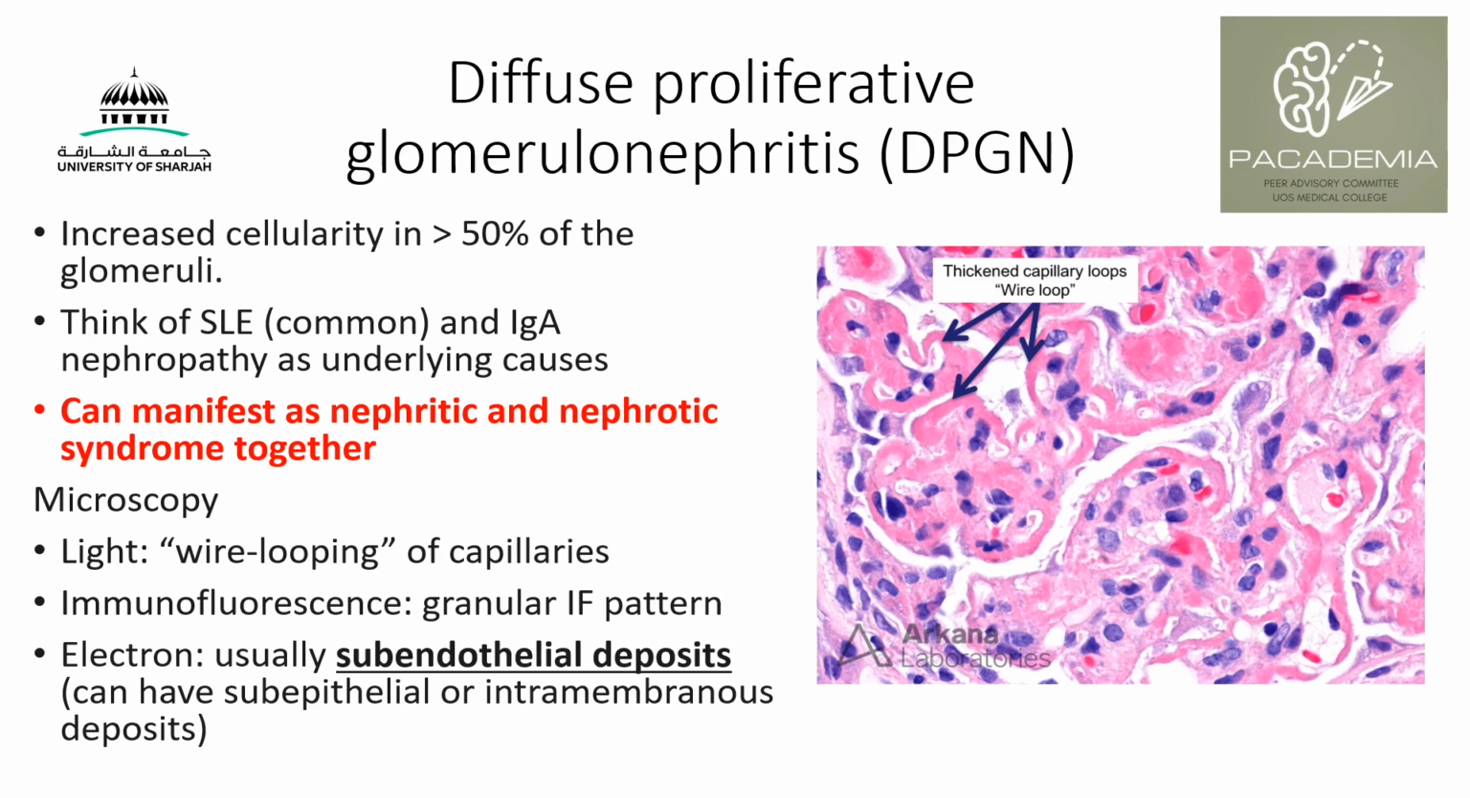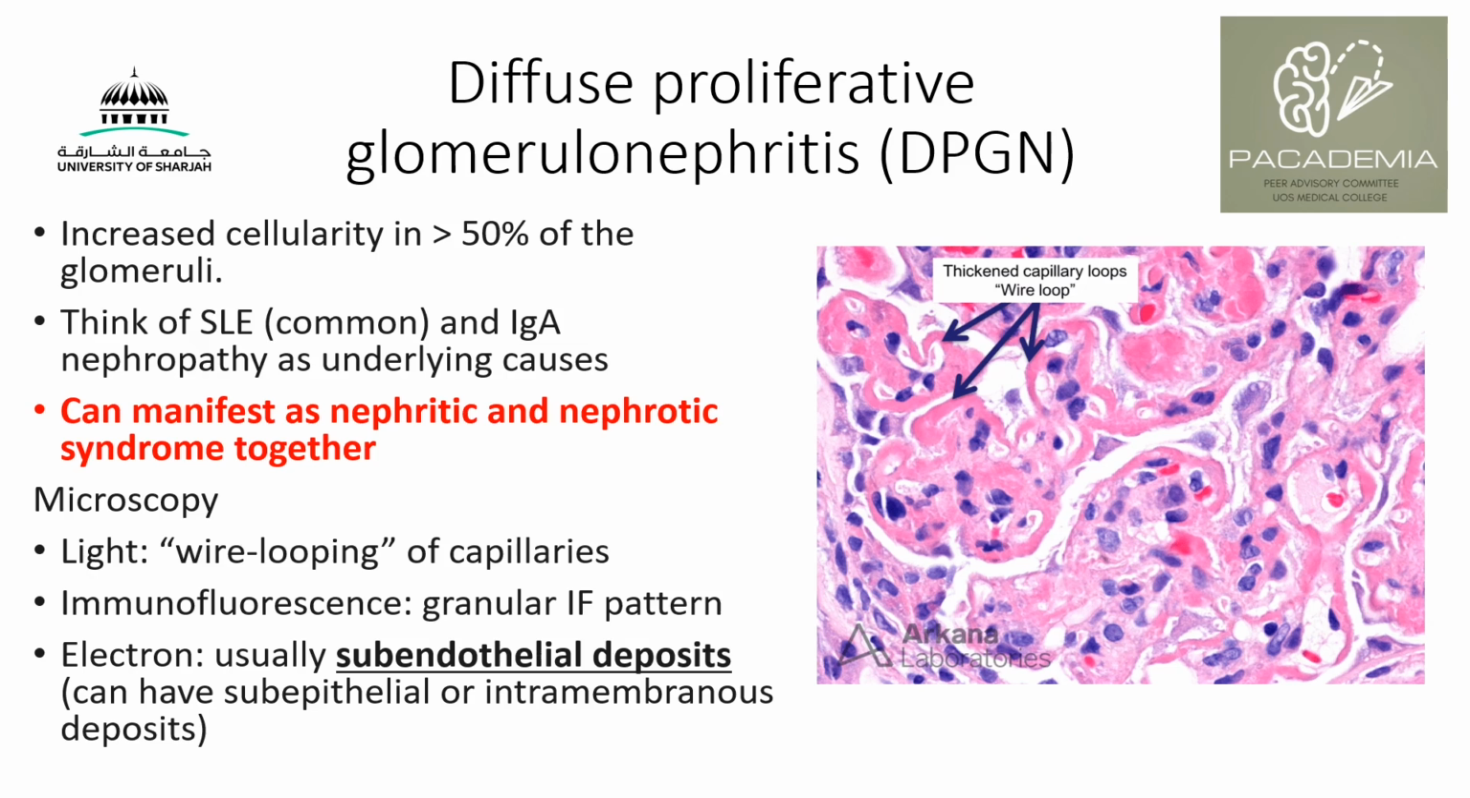Let's talk about diffuse proliferative glomerulonephritis. From its name, diffuse means it involves more than 50% of the glomeruli. Remember we talked about it in nephrotic syndrome when we compared focal segmental glomerulosclerosis, the terms focal and diffuse. Diffuse means more than 50%. Proliferative means increased cellularity in the glomeruli, so it's increased cellularity in more than 50% of glomeruli.